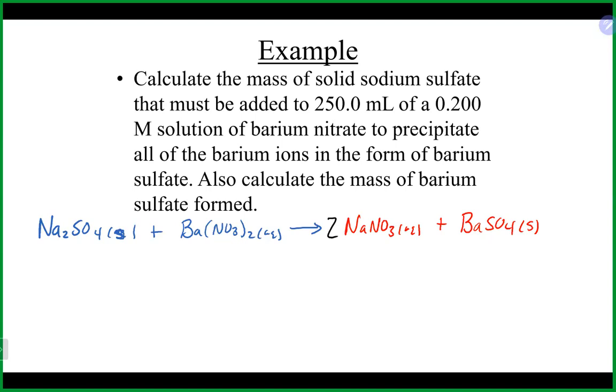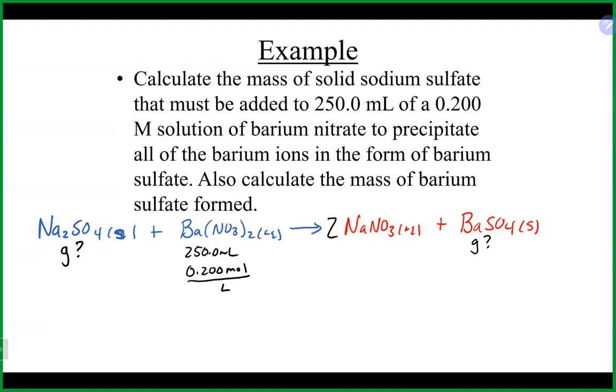Now we got the formula, we can really analyze sort of what is given to us. So we have 250 milliliters of this guy, which is 0.2. And again, I'm going to get rid of the big M and convert it into moles per liter, which is a good thing to do. And in this case, we're looking for the grams of our sodium sulfate, and we're also looking for our grams of our barium nitrate. So we're actually looking for two things in this problem.